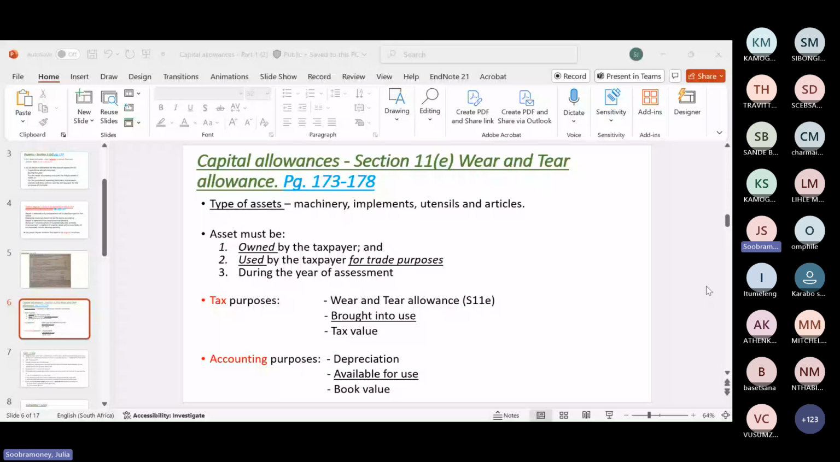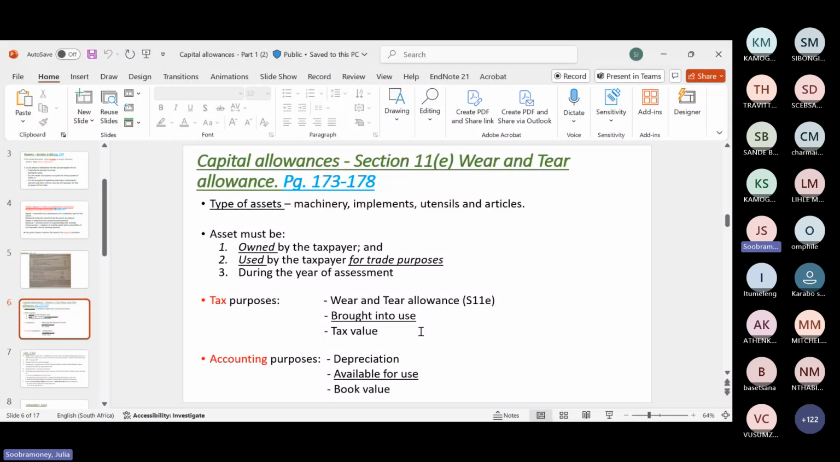So for tax purposes, we don't say book value, we say tax value. So what does tax value mean? It means it's the same concept. It's my cost price minus my wear and tear allowance to give me a tax value. So in words, what does it actually mean? It means the cost price that still needs to be written off.